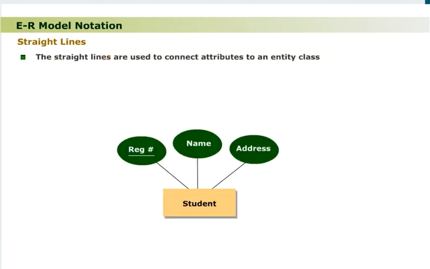The next symbol of the ER model is straight lines. Recall, we learned previously that attributes are the defined properties of an entity class. This means that attributes are always associated with an entity class. The straight lines are used to connect attributes to an entity class, as shown. For example, the entity class student has three attributes: registration number, name, and address. These are connected by straight lines, as shown.